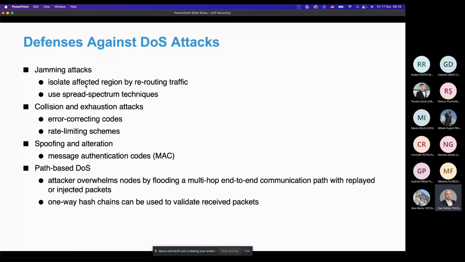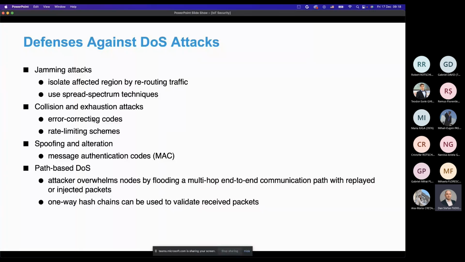Another technique is to limit the damage from jamming attacks by using spread spectrum techniques, as we have previously discussed. At the link layer, collision and exhaustion attacks can be addressed by using error correcting codes, just like we talked about, and rate limiting schemes. These allow a device to ignore requests that could lead to premature energy depletion.